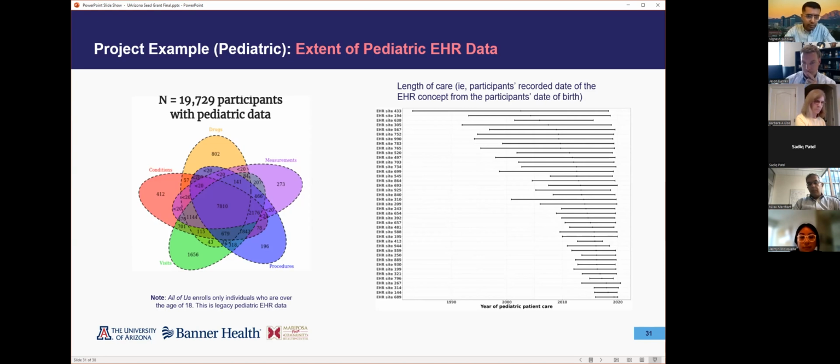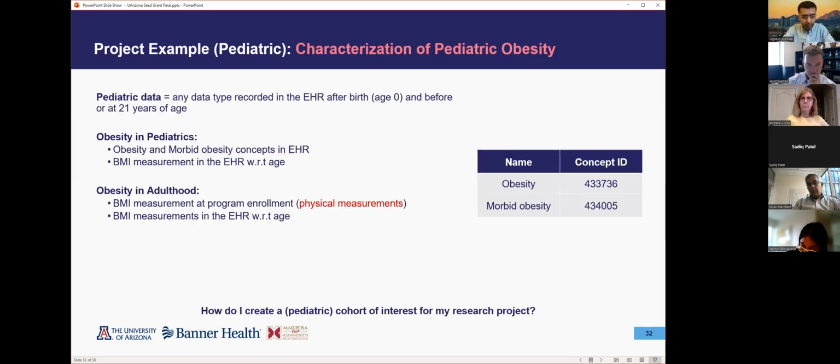On the left side, you can see the sample sizes for different domains for conditions, drugs, measurements, and procedures. On the right side, you can see the length of care. So the x-axis is the years of pediatric care. So it's going all the way back to 1990, which means you have 3 decades of pediatric care in the EHR. Next slide, please.